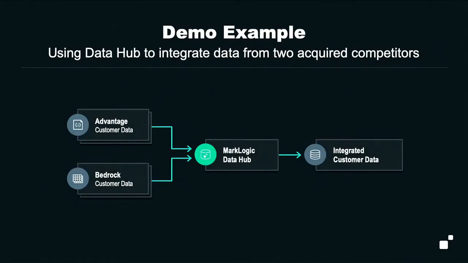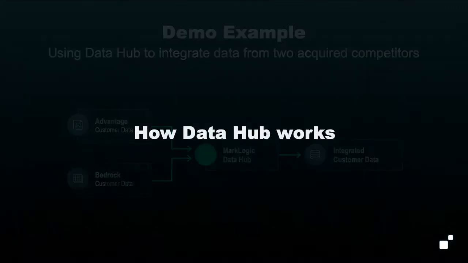All right, so for our demo, we're going to be a fictitious insurance situation. We're bringing in customer data sets from Advantage Insurance and another customer data set from Bedrock Insurance. And we're going to create flows to ingest the data, map the data, and then finally master it. And with that, we will switch over.